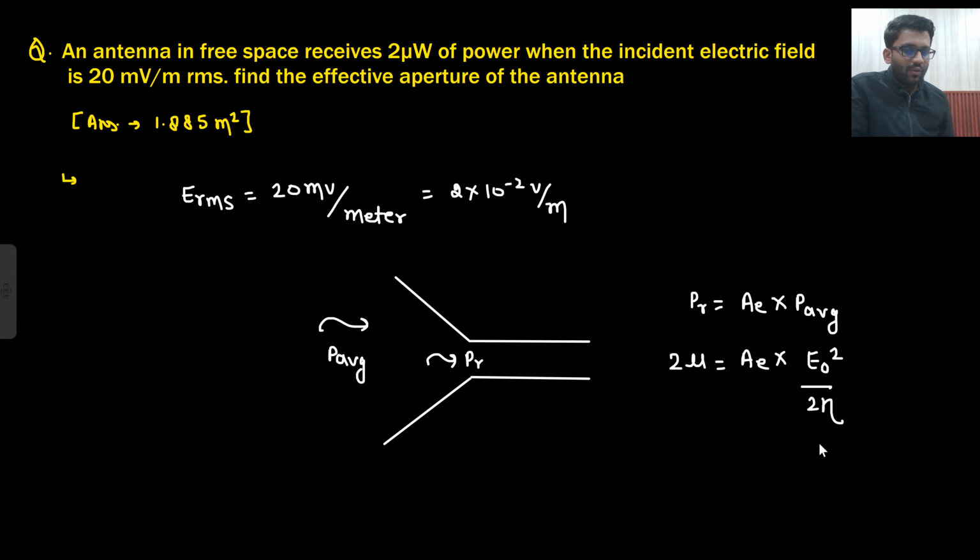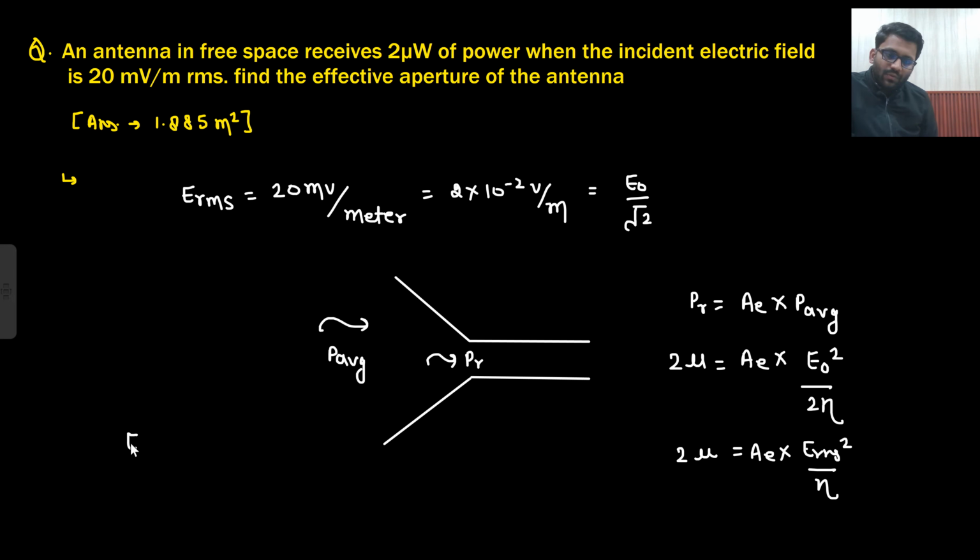But I know E naught by under root 2 is your ERMS. So from here, can I write down in this manner? AE into ERMS square by eta, that is 2 microwatt. So what is your AE here? They are talking about free space, that means eta will be 120 pi. So 2 micro into 120 pi divided by ERMS square.